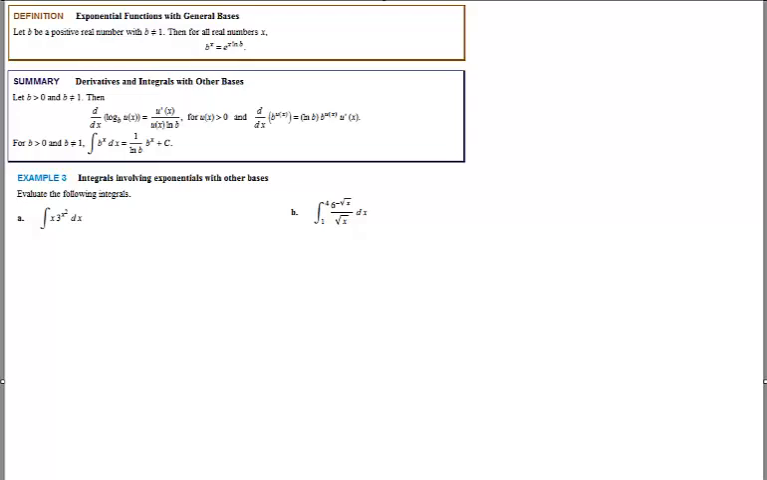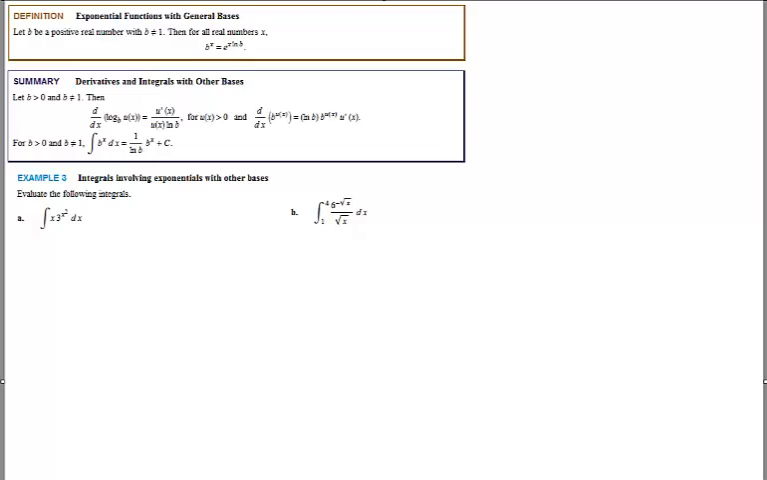Next, we're looking at exponential functions with different bases, and here we have just the definition of some constant other than 1 raised to the x, and another way to represent that. And using that, then I can derive the derivative for logs of other bases and the derivative of some constant raised to some function, and also have the integral for that as well. So let's see what we can do with that summary.